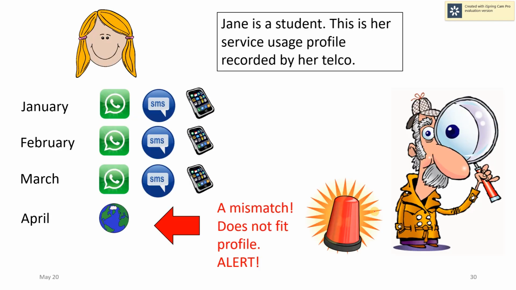Okay. So for example here, we want to look at a profile. We have looked at the profile of Jane, who is a student. This is her service usage profile recorded by the telco. In January Jane uses WhatsApp, then SMS, and then calls. In February she does the same thing. Suddenly in April she makes an international call without doing anything else she usually does. So this is actually a mismatch with Jane's profile. So maybe the telco can alert, oh okay, maybe Jane's phone has been stolen by somebody else.